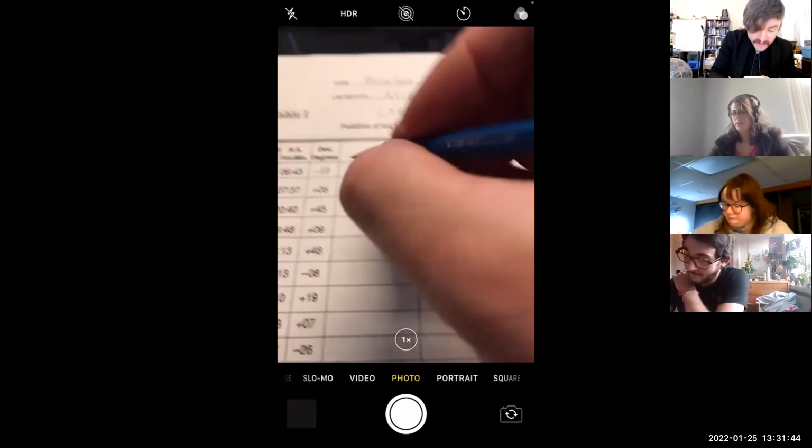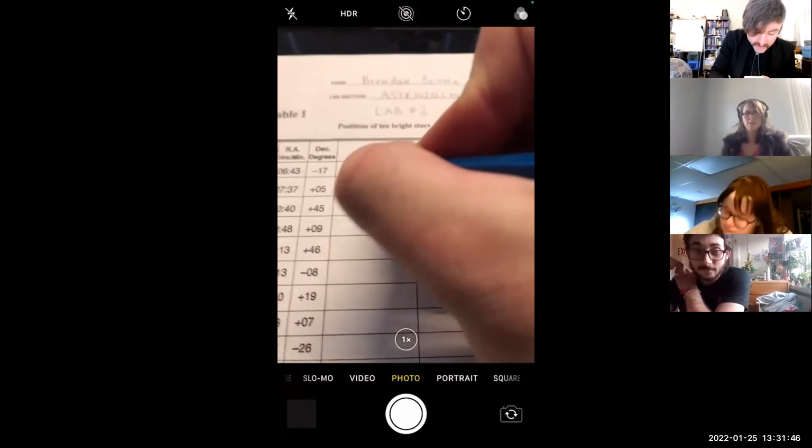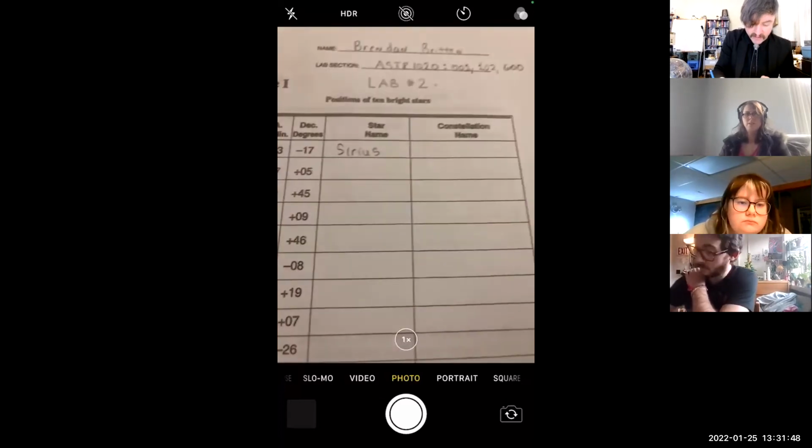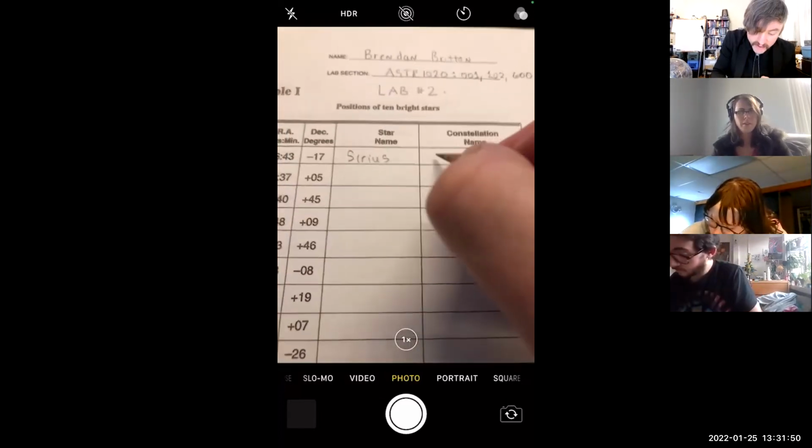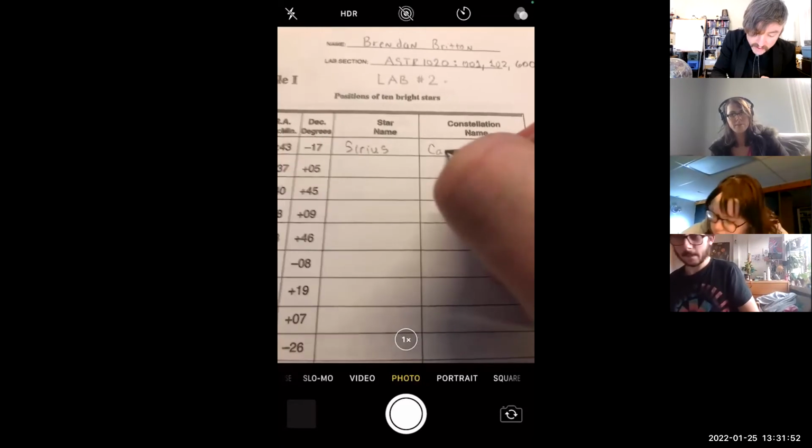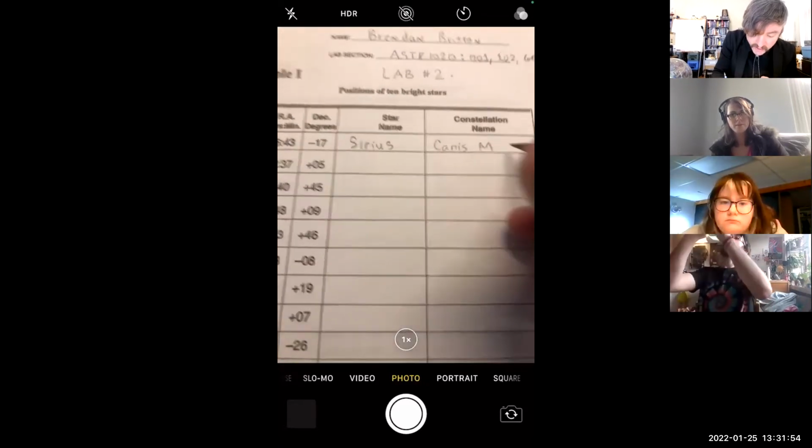Okay, so let's get that down. So we have Sirius, the dog star. Sirius, of course, is the brightest star in the sky. We'll learn a lot about that over the course of this semester. Canis Major, the big dog.